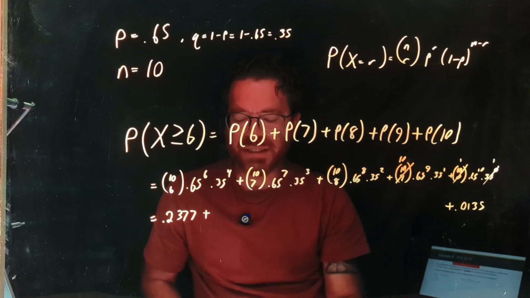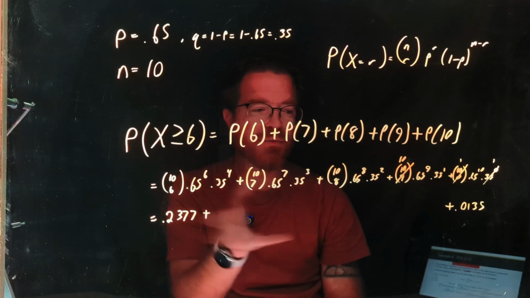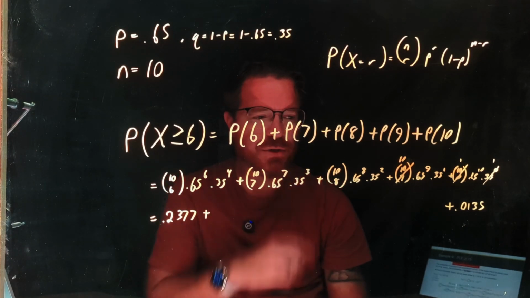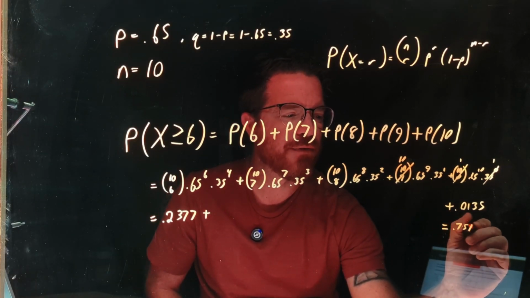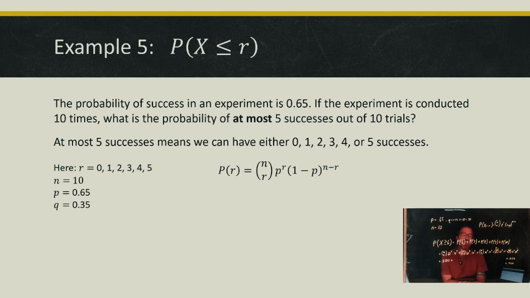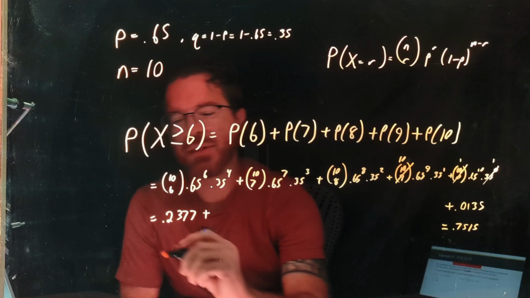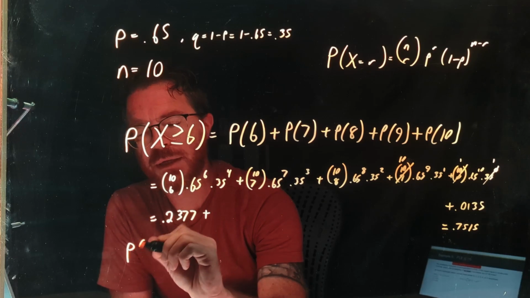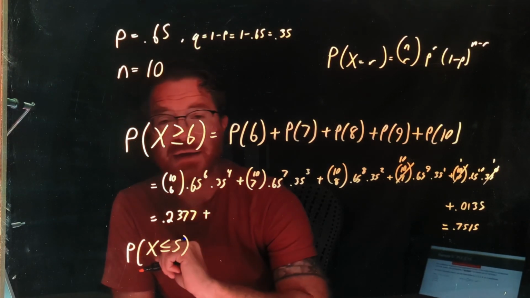And then basically we would have to do this calculation for each of these. So if we look at the slides here, we'll get some values for each of these, and in total we'll get a probability of 0.7515. What about if we asked, what is the probability of getting at most 5 successes? So at most means less than or equal to. So in this case, we're looking at the probability that x is less than or equal to 5.